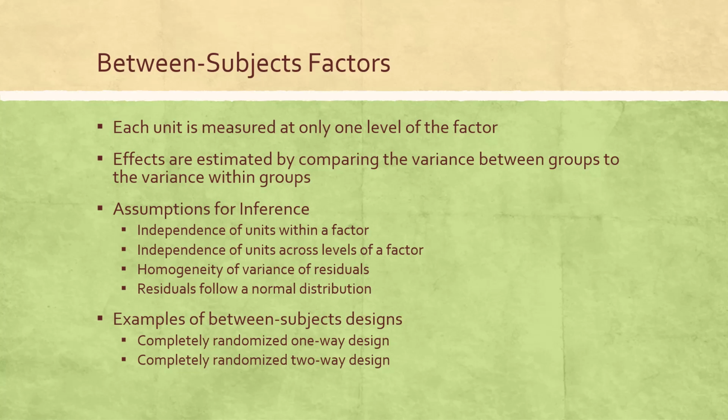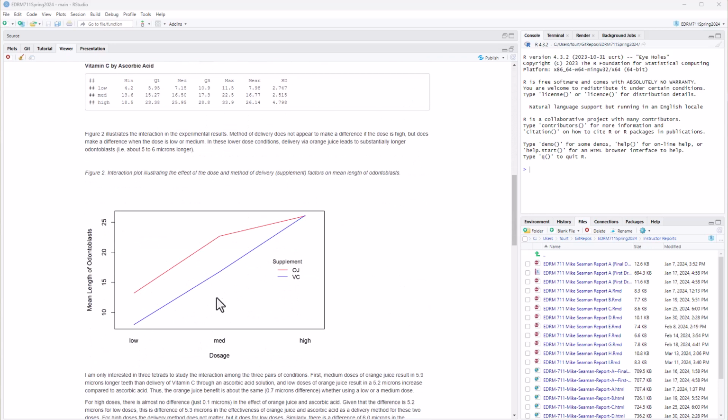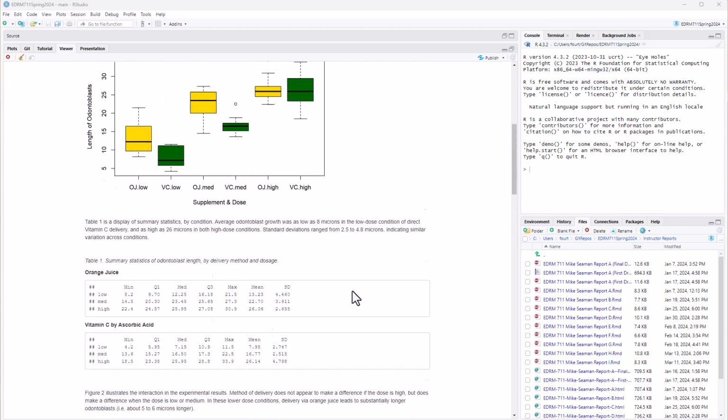Let's look at the example that we looked at in a past video series for the two-way design. That was this study, the effect of vitamin C on guinea pig odontoblast development as a function of delivery method, orange juice or direct vitamin C, and the dosage. And so we looked at plots like this to look not only at the effects, noting that orange juice was better than vitamin C in terms of odontoblast growth unless we had high dosage, in which it didn't make a difference. We looked at this as an example of a two-factor design.